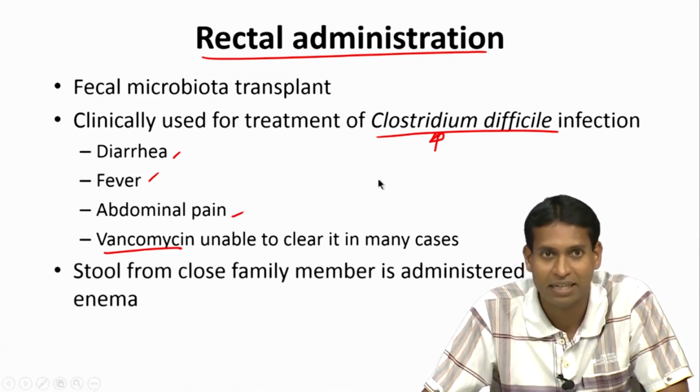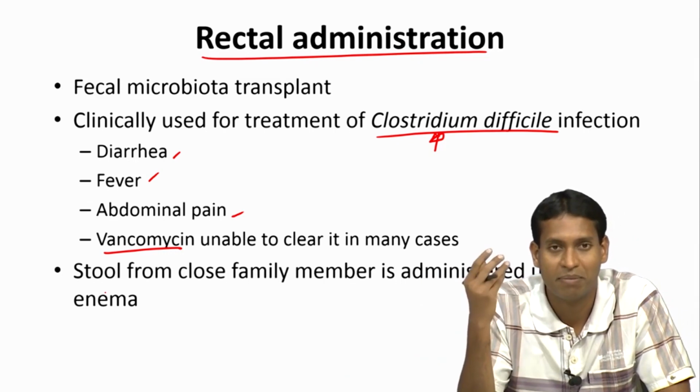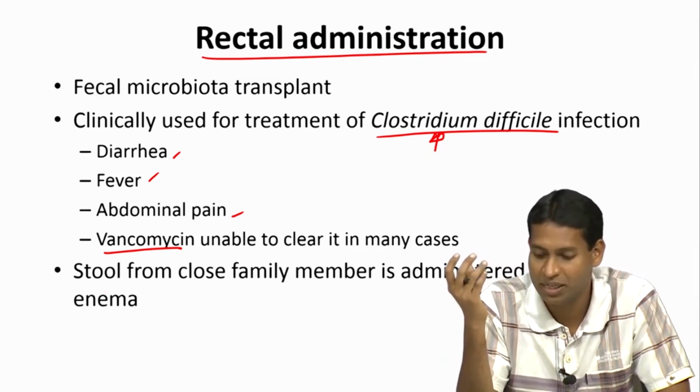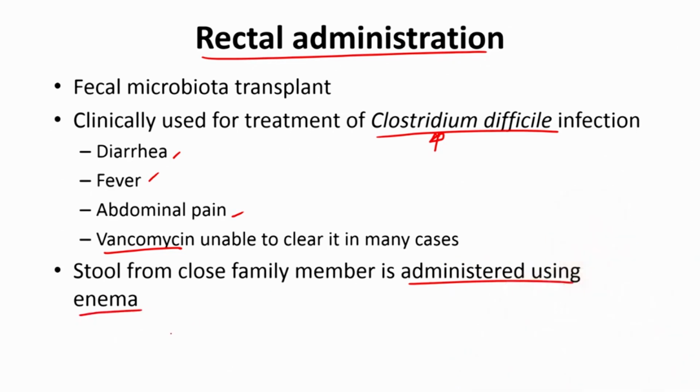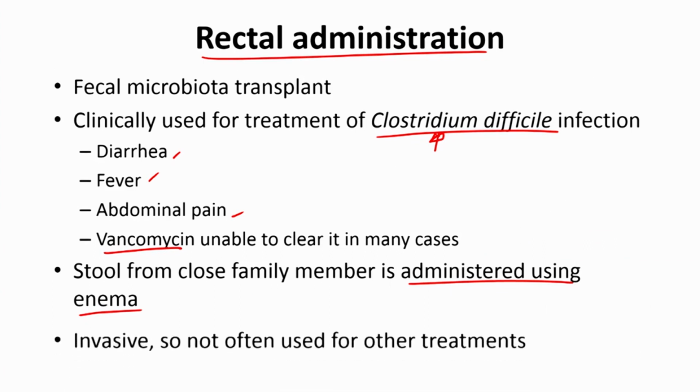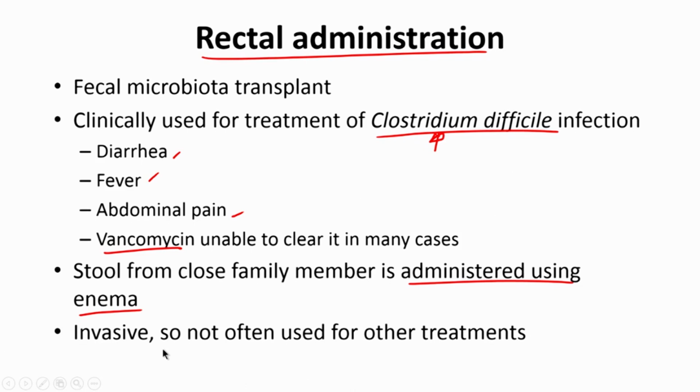So, at that point what is done is stool from a close family member, a family member that has similar eating habits to the patient, is then administered through enema. Their stool is taken, it is converted into a liquid slurry, and then this is administered through the rectal route. It is fairly invasive, so it is not really used for any other treatment, but in this particular case it is seen that it is actually very effective, much higher efficacy than delivering these vancomycin based drugs, and the patient can then stop suffering from diarrhea and fever, and this therapy is now actually used quite a lot in clinics.